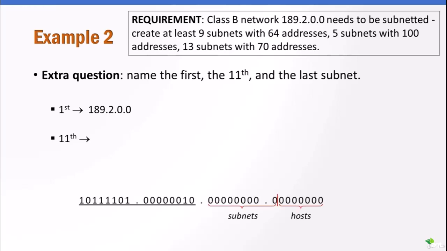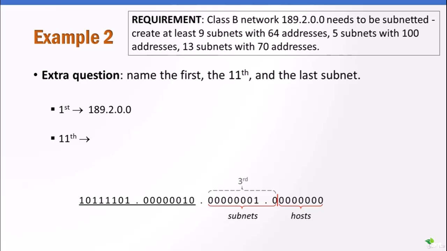The 11th is a bit trickier. Let's go from the first. So this is the first, where we have all zeros in the subnets portion. And this is second, and then this is third. But we can't keep on going like this. What if you get asked, what's the 100th subnet out of 1,000? So we need to automate this.